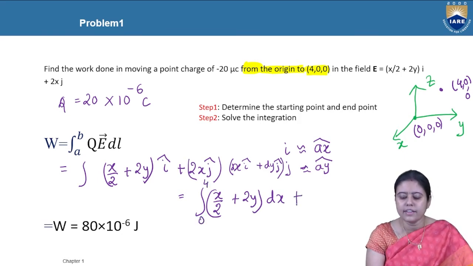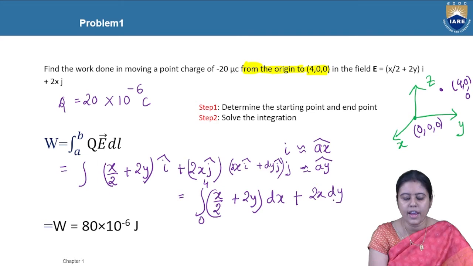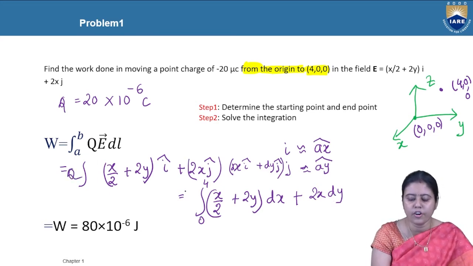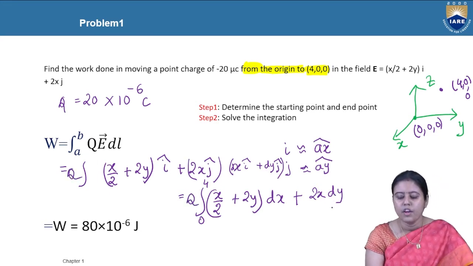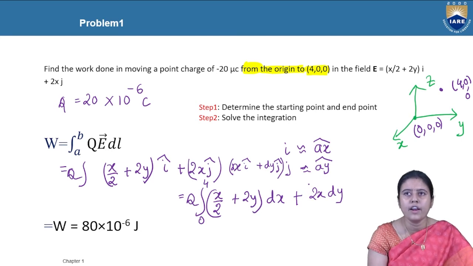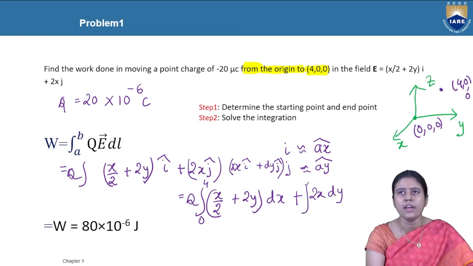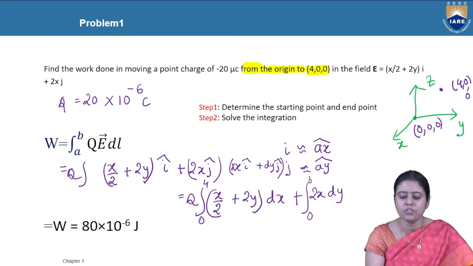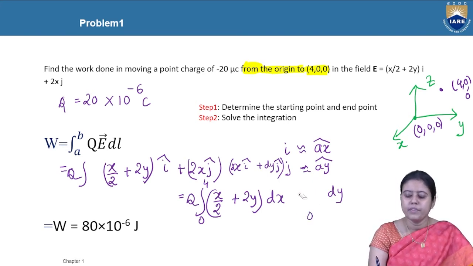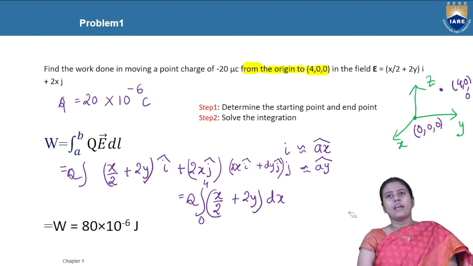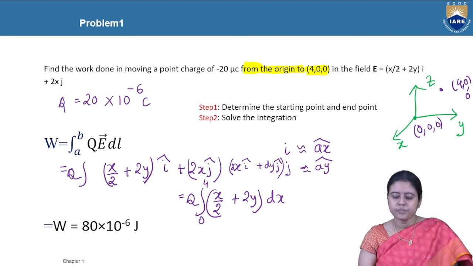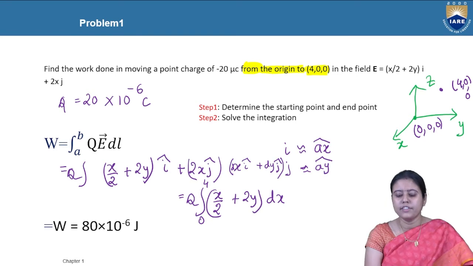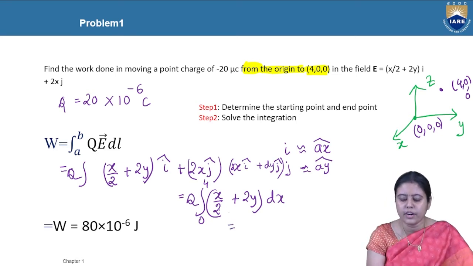And what is the next integration? 2x dy. 2x dy. And here is the Q, I forgot to write Q. This is the Q, 2x dy. And what is the integration range of y? y is origin to 0, so it is 0 to 0. So we can just skip this portion. So this is our equation. If we want to calculate it, what is the value?